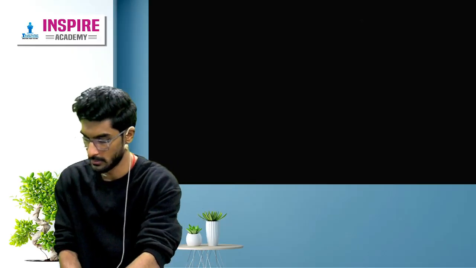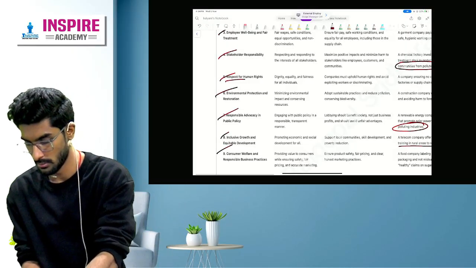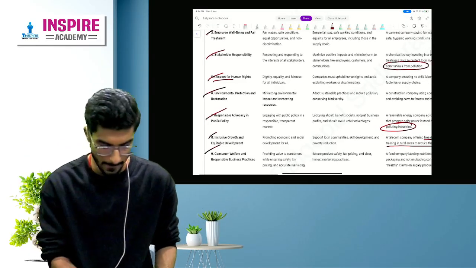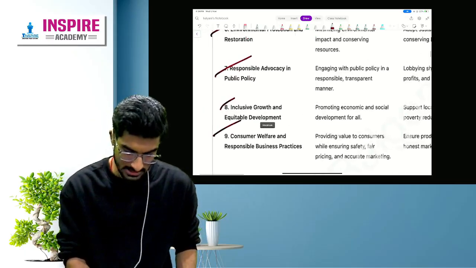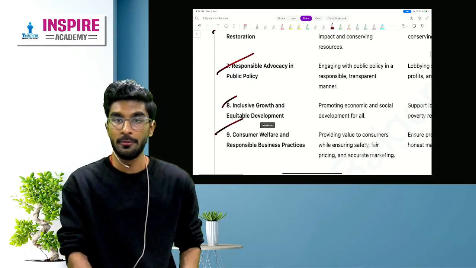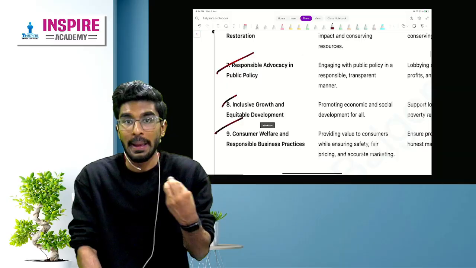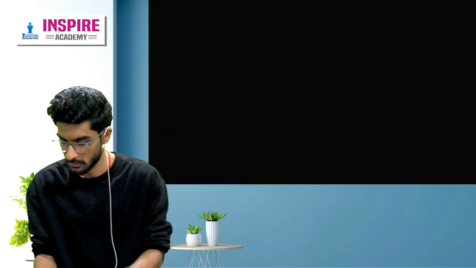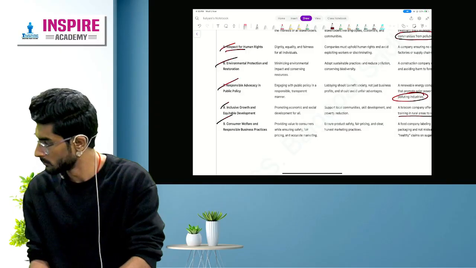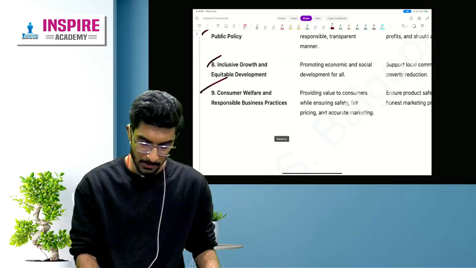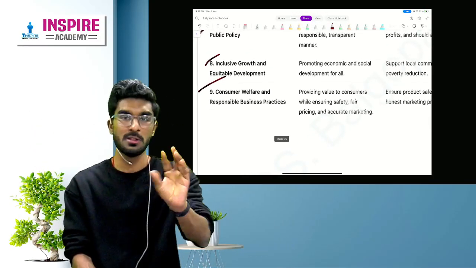You should always favor things that are going to help the society in the long term. And last is, people, consumer welfare and responsible business practices.